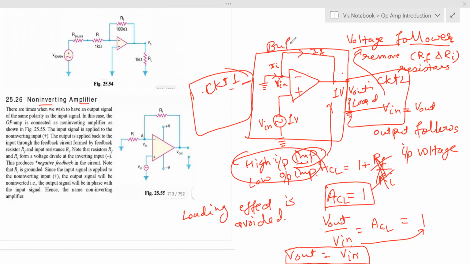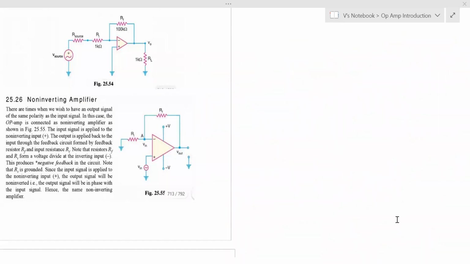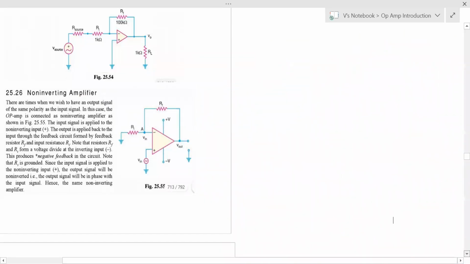It is also called a buffer, right? You might have heard this general word, buffer. A buffer is the connector between any two devices, which can avoid the loading effect. So this is a very important circuit in electronics. In analog electronics, we use this op-amp circuit as a buffer, as a connector, in simple words.